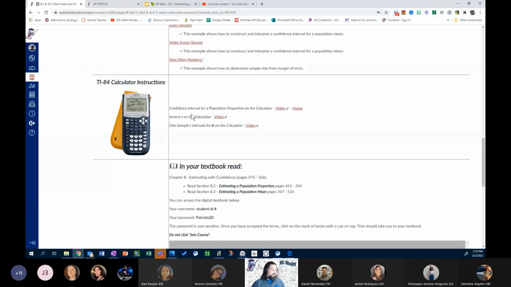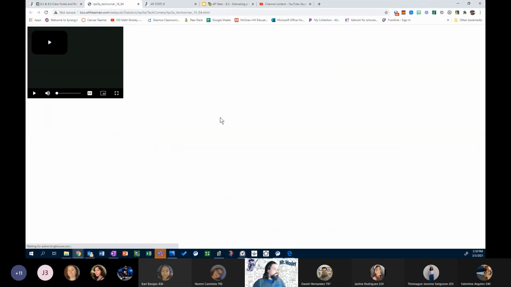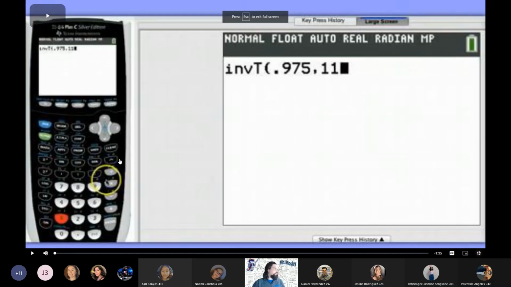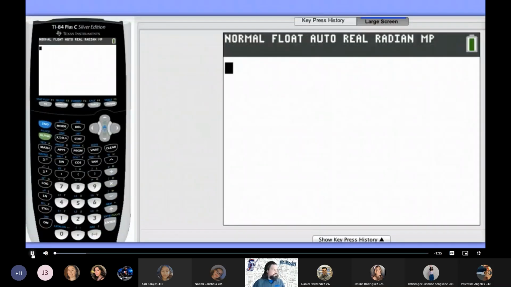Inverse T on the calculator. So this is the one that shows us how to get a T star value based on a confidence percent and degrees of freedom. I need to make this thing let me use the audio though. There it is. Let me know if you guys can hear it when it starts.